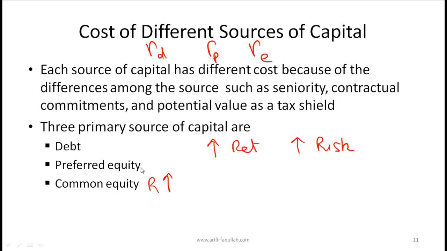And so after that comes preferred equity. They are taking lower risk than common shareholders, so their expected or required return will be less than common equity. And debt holders are taking the lowest risk, relatively speaking, because when a company makes money, there is a contractual obligation to first pay the interest to debt holders, and hence the required return for debt typically is the lowest of these three.